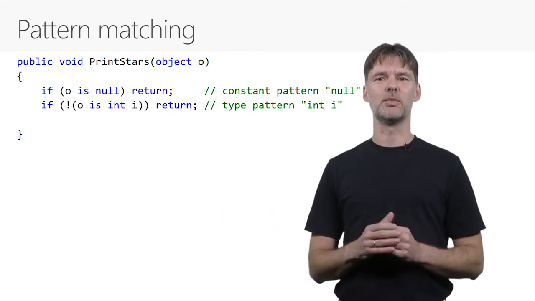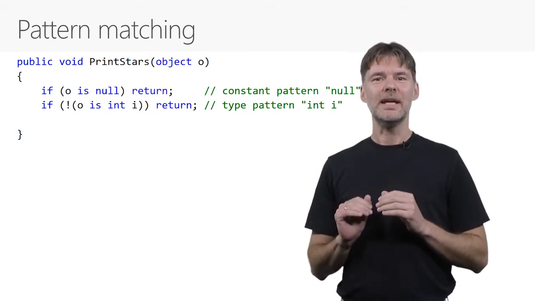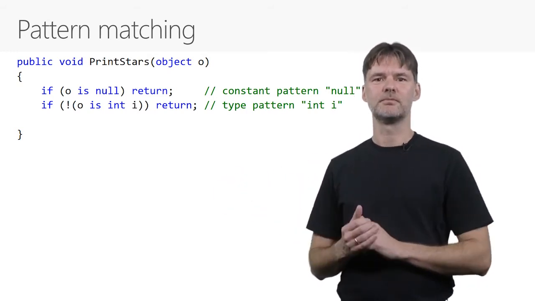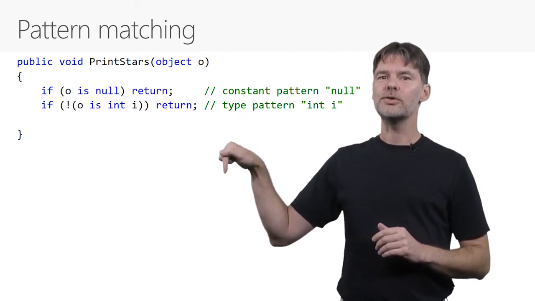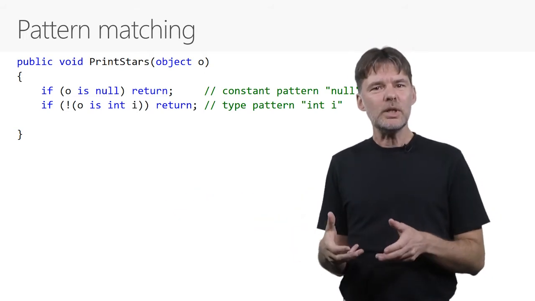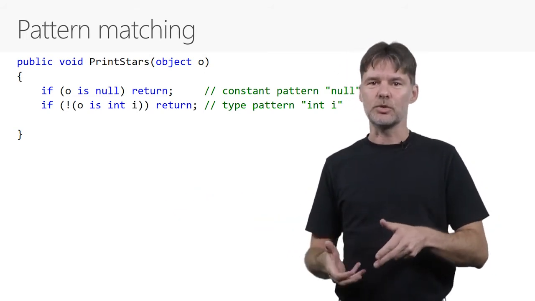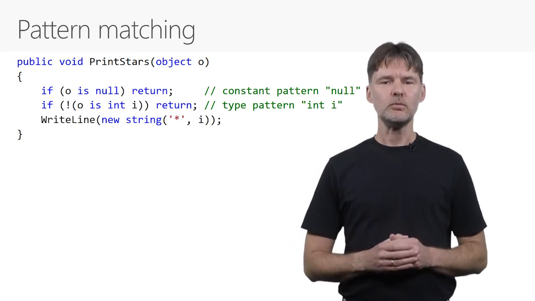The type pattern is more interesting. Just like you're used to from the is expression, it checks to see if o is an int. But if it is, then the new variable i now holds that integer value. So in the subsequent code, since we can only get here if the is expression was true, we can use that integer value i directly.